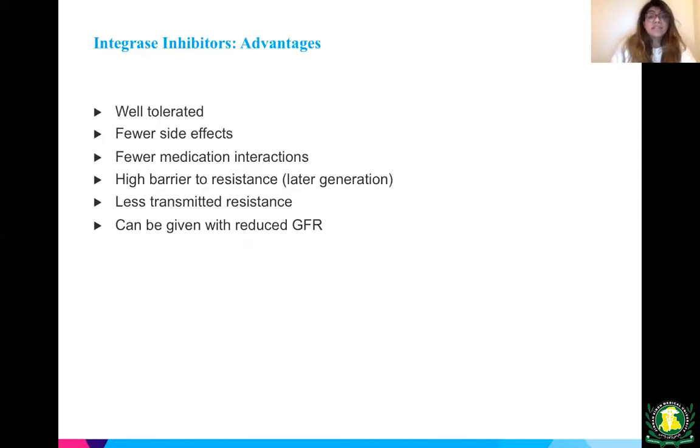So some of the advantages: it's well tolerated, not a lot of side effects, and not a lot of medication interactions like the PIs do. There's a high barrier to resistance. So with the later generations, the risk of resistance is low when you're using this class. It can be given with decreased renal function as well, a reduced GFR.